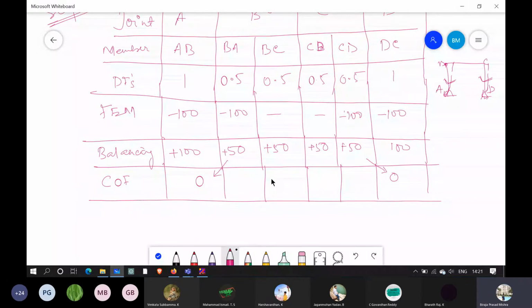Now whatever is applied at CB, half of it will come to BC. So it is 25. This is again 25. And whatever is applied at AB can easily come to BA, that is 50. And whatever is applied at DC can come to CD. Okay, next, again balancing.